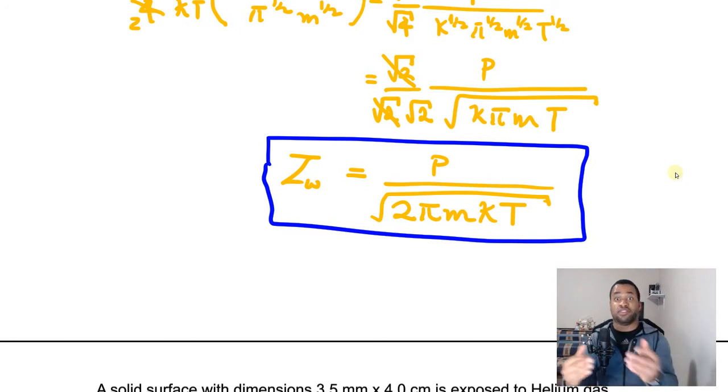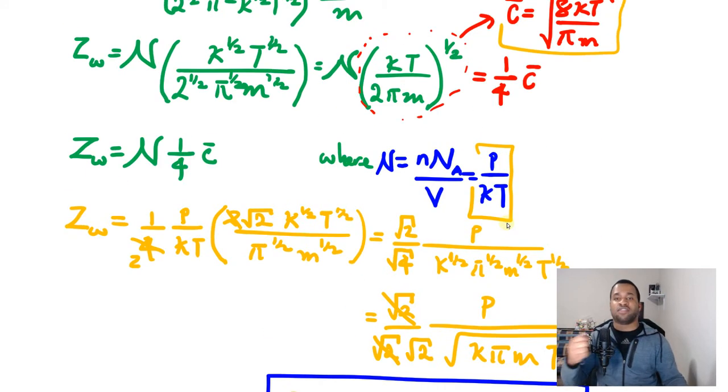And in this particular video, we're going to be exploring an example of our past video, which involves determining the collision flux and deriving that particular equation, which is what you see on this screen right here. So we have our pressure over the square root of 2 pi m, which is the mass, multiplied by the Boltzmann's constant, multiplied by the temperature.